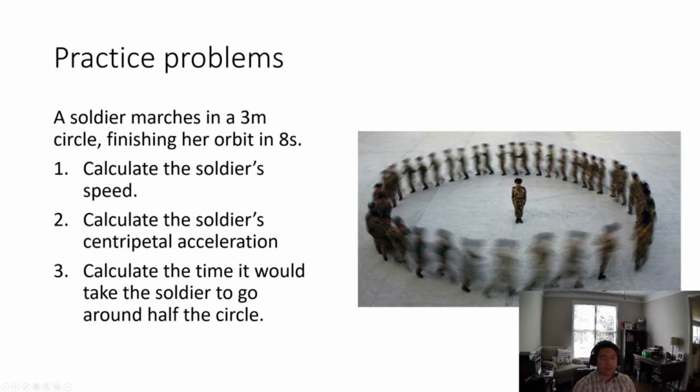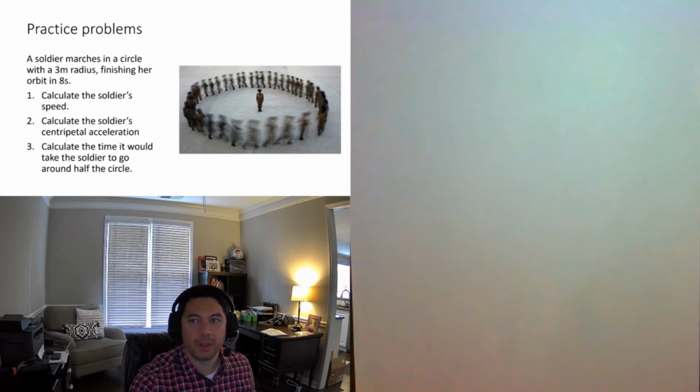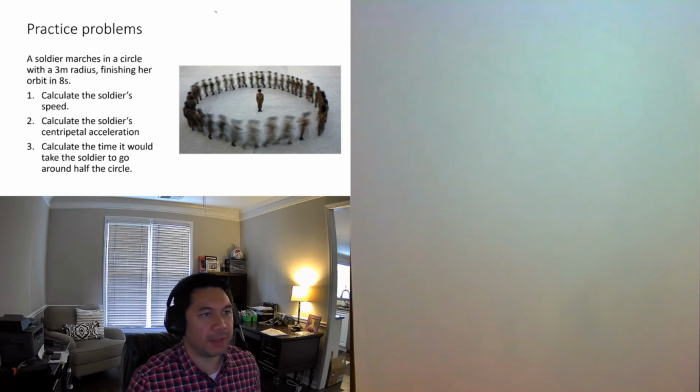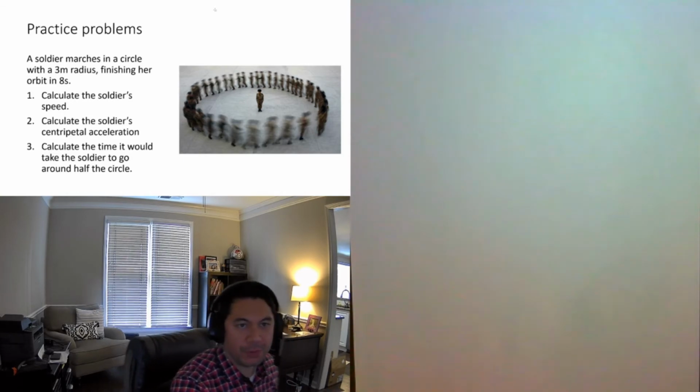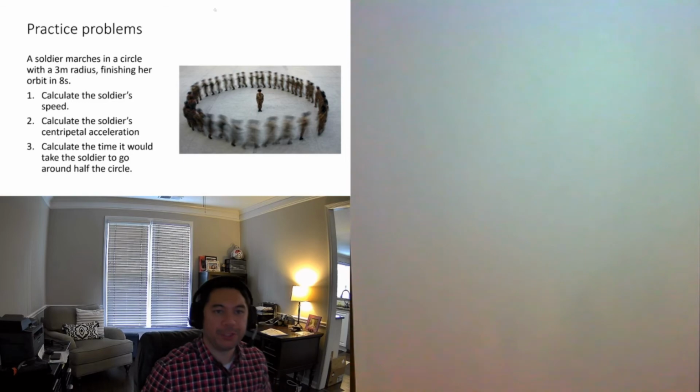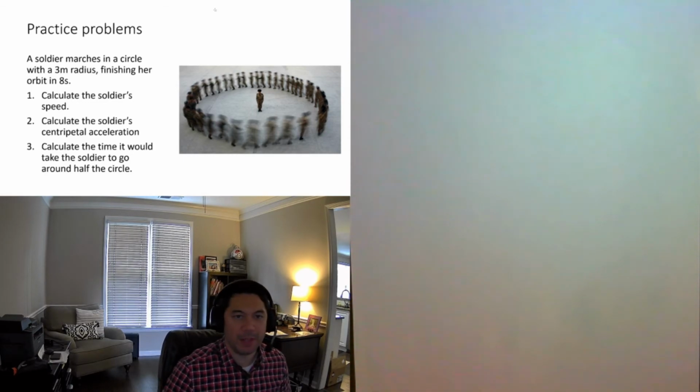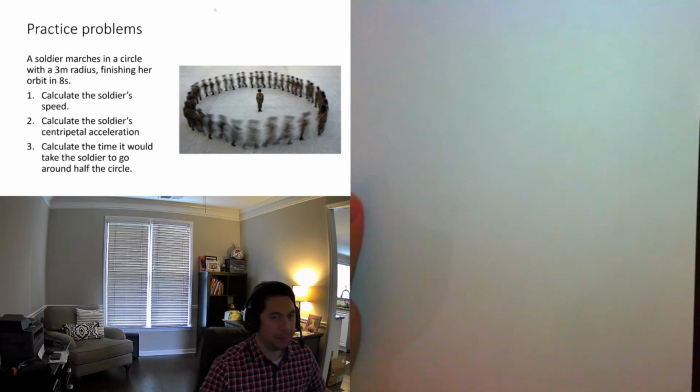So let's do a couple quick practice problems. Okay, let's go over a couple of circular motion practice problems. So first we have a soldier marching in a circle. We know that the circle has a 3-meter radius and she finishes her orbit, or her period, in 8 seconds. So we first need to calculate the soldier's speed.